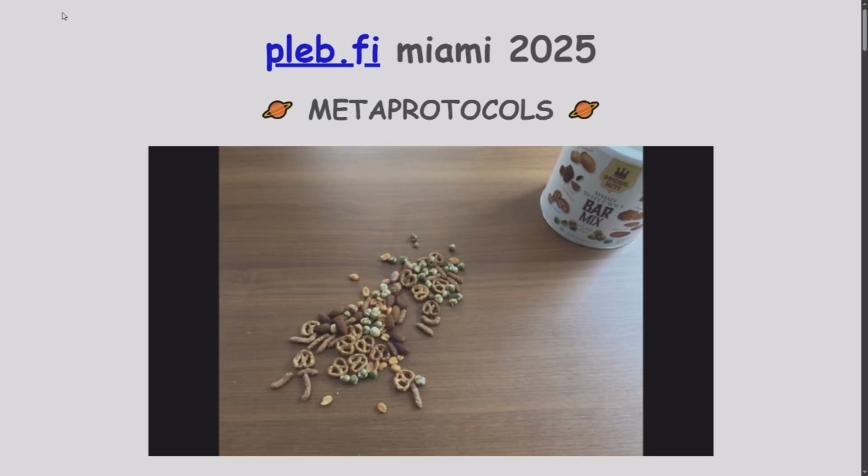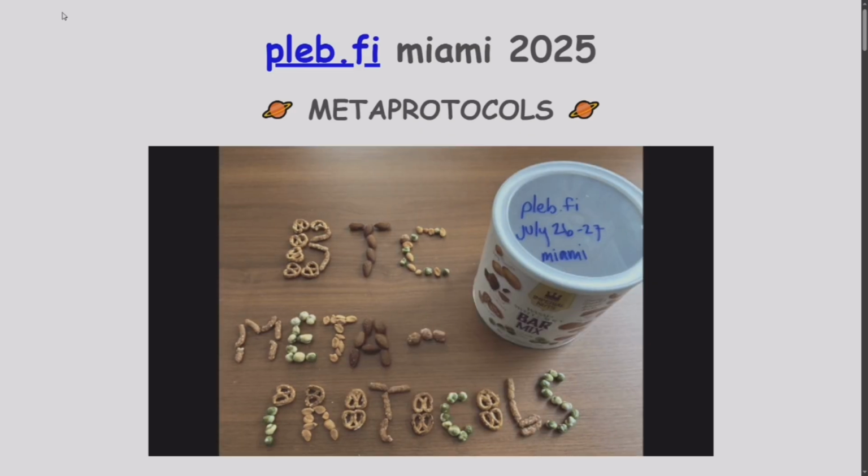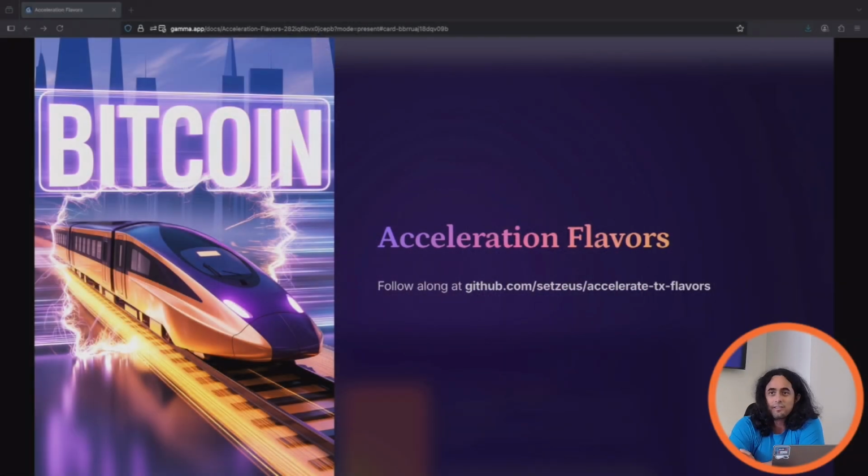All right, hello guys. Today I am going to talk about the different flavors of accelerating a transaction. So first off, who here has heard about RBF? All right. Who here has heard about CPFP? And who here has heard about P2A? Okay, cool. Significantly less every time.